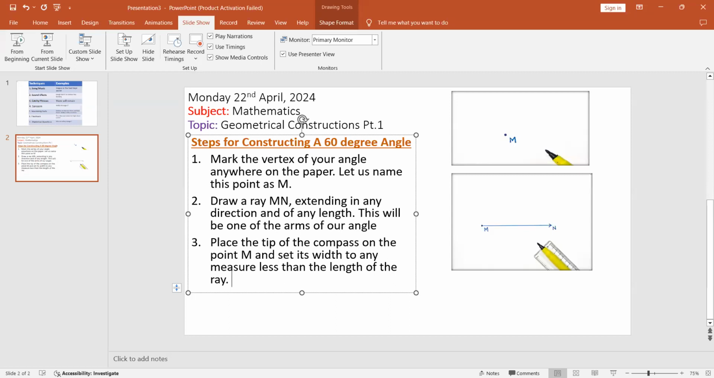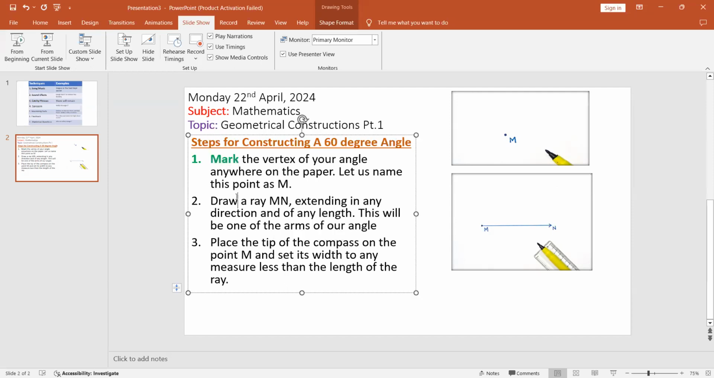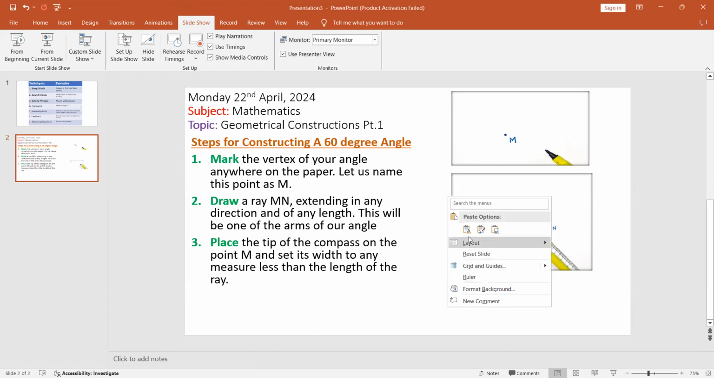So the next thing we're gonna do is, let's highlight these. The first thing that we do is we mark. The second thing we draw. Third thing we place. So what we want to do is we want to place the tip of the compass on point M, right? And then set its width to any measure less than the length of the ray, okay? So let's do that.